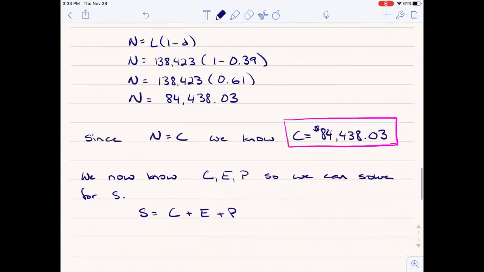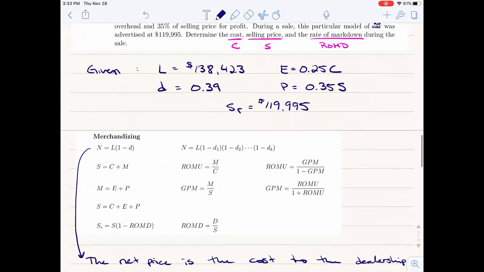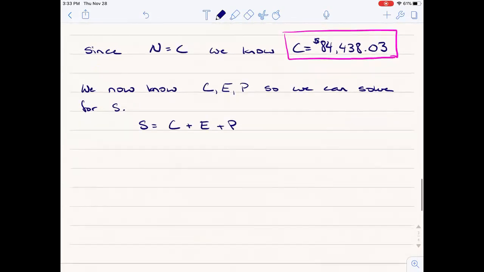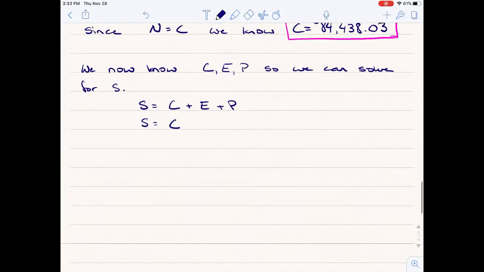Just for a second, I'm going to leave C as C because C is in E. Yikes. Hopefully you can follow, it gets a little tricky. So I'm going to leave S and C as variables for now, only because I'm lazy. You're more than welcome to just plug in the values and then just have 2 S's to deal with, right? But I'm going to use E is 0.25 C plus P, which is 0.35 S.